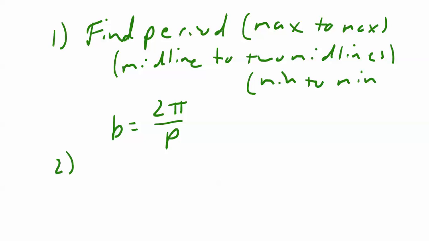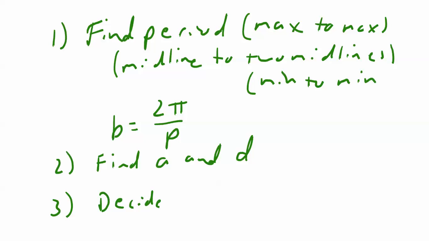Second big thing I want to think about is to find the amplitude and midline. So find a and d. And then third is really to decide cosine or sine, and the horizontal shift.